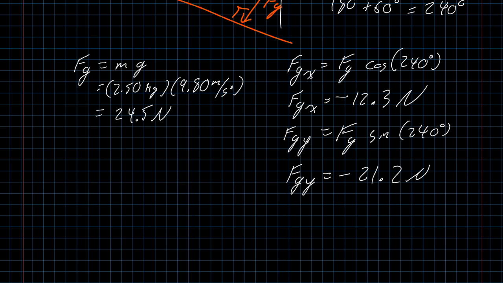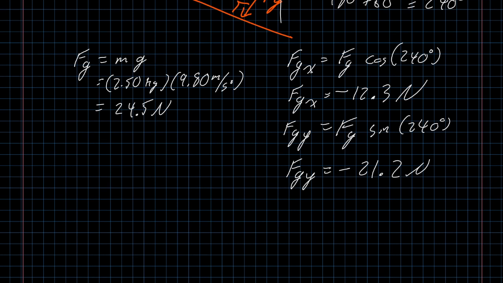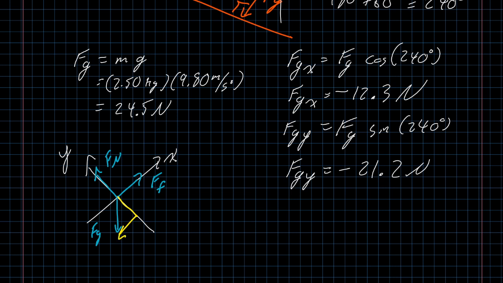All right, so we've done some calculations. I'm now going to redraw my figure. I've got my x-axis pointing this way. I've got my y-axis pointing that way. I've got the force of friction pointing this way. I've got the normal force pointing this way. And I've got gravity pointing that way, which I've just broken into components. The x component was 12.3 newtons, and the y component was 21.2 newtons.